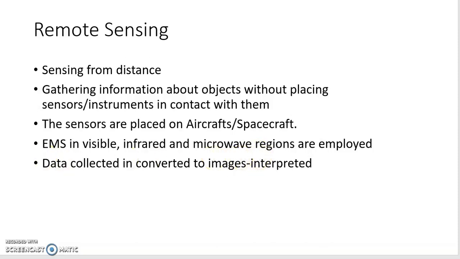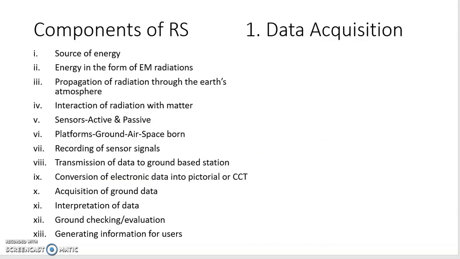Now let's come to the components of remote sensing. There are two components of remote sensing. One is data acquisition and the second is data analysis. These are the steps involved in data acquisition. First you have the energy source, then electromagnetic radiations, then propagation of radiation. The next thing is interaction of radiation with matter. Then you have sensors.